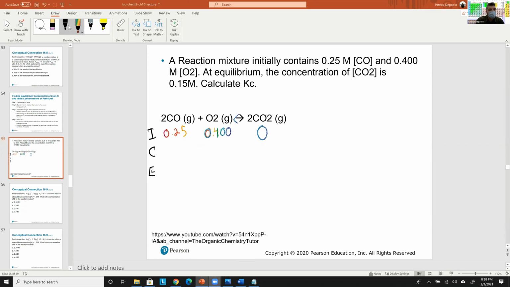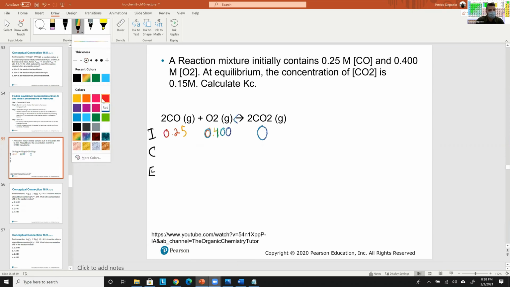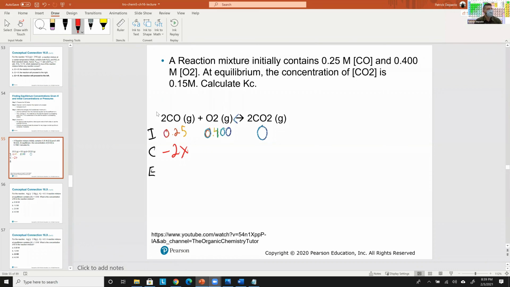We'll get there. So we will switch colors, red. Red will be the change. The change is how much it changes by, positive or negative. For CO, since the coefficient is 2, the amount it's going to decrease by is twice the amount of molecules than everything else with a coefficient of 1, because it has to be removed at a faster rate. So we'll do minus 2x. X is that value we don't know. All we know is that it's 2 times everything else because its coefficient is 2.